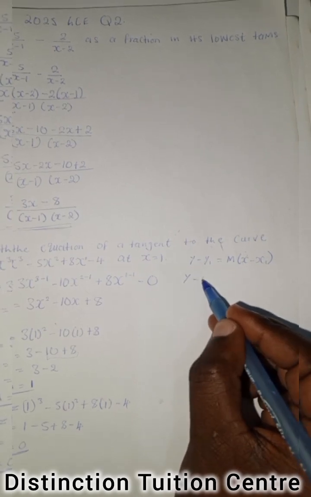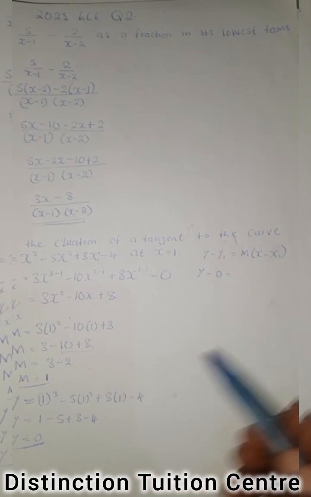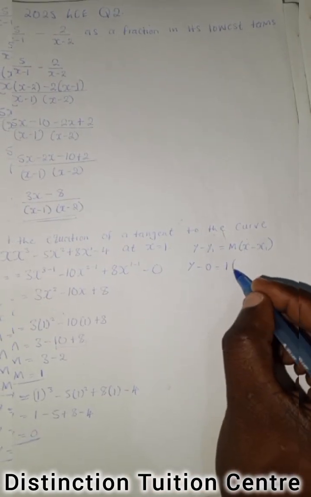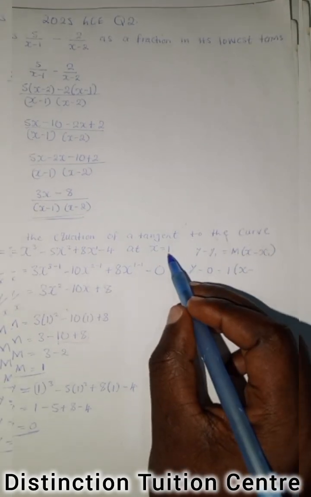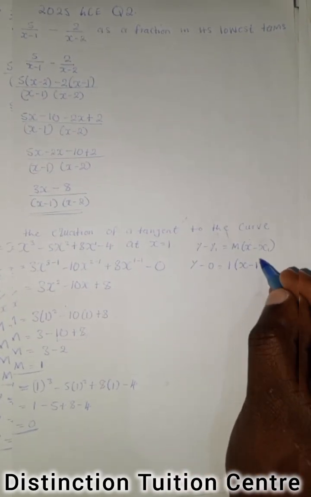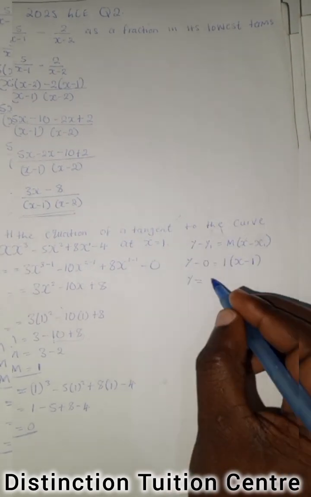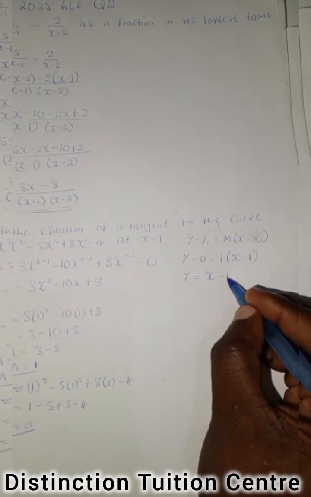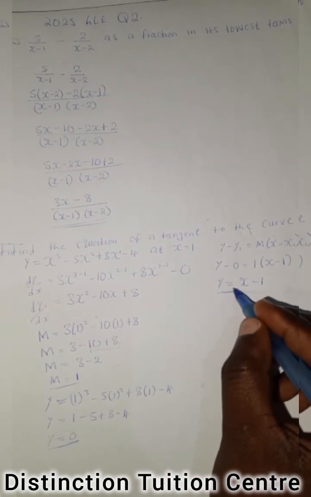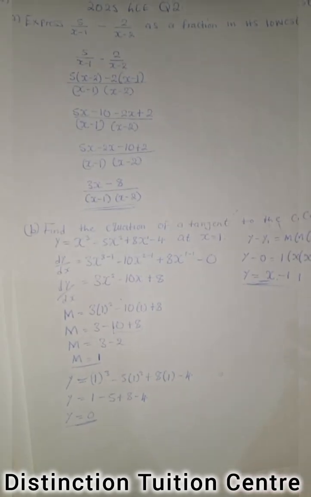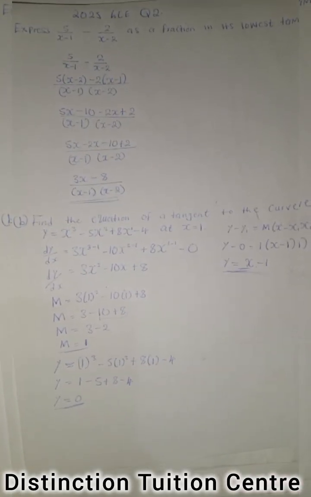y minus 0 is equal to the gradient. Okay, the value of m, we have 1 here, so that will be 1 times x minus, for x1 we have 1 there. Okay, now let's go ahead. So y will be equal to x minus 1. Finally, this is the answer. So these were the solutions to question 2A and B, 2025 GCE. Okay.